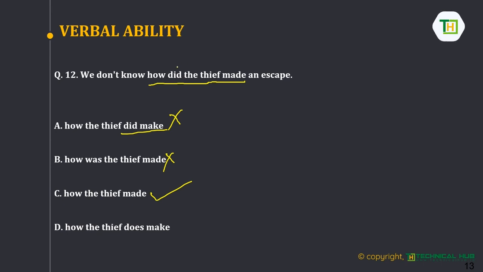We cannot use the simple present here. So past tense is here. So we cannot use this simple present tense here. Okay. So this is also a wrong one. And finally, this is the right one.